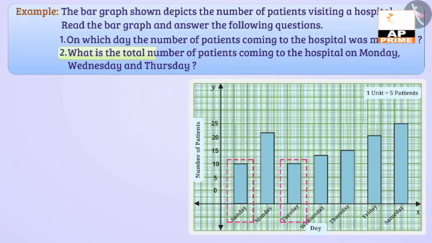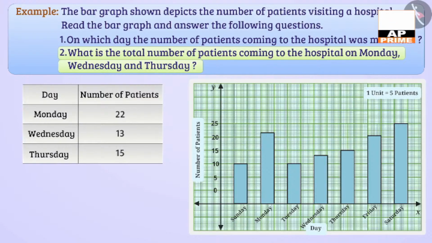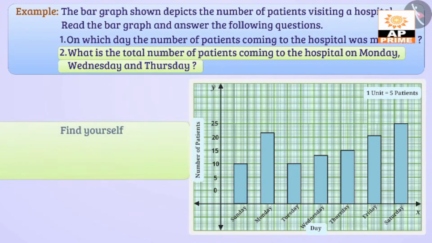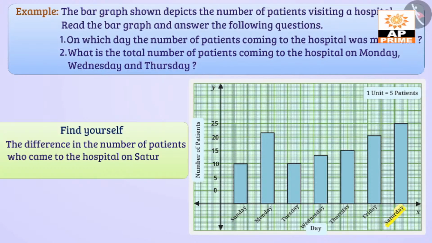What is the total number of patients coming to the hospital on Monday, Wednesday and Thursday? Based on the length of the bars, we can say that in the hospital, 22 patients visited on Monday, 13 patients on Wednesday and 15 patients on Thursday. In this way, the total number of patients coming to hospital on Monday, Wednesday and Thursday is 22 plus 13 plus 15 is equal to 50. Now find yourself the difference in number of patients who came to the hospital on Saturday and Friday.